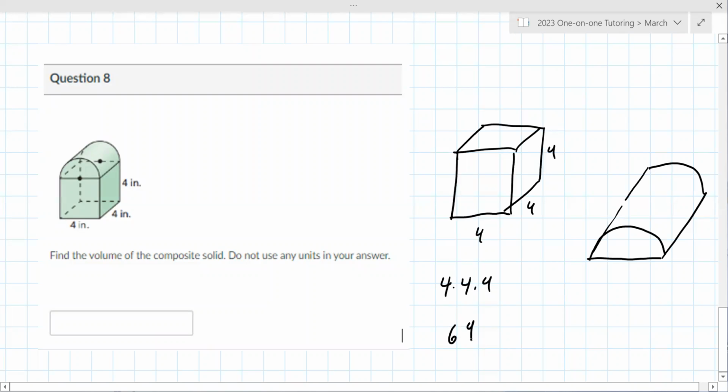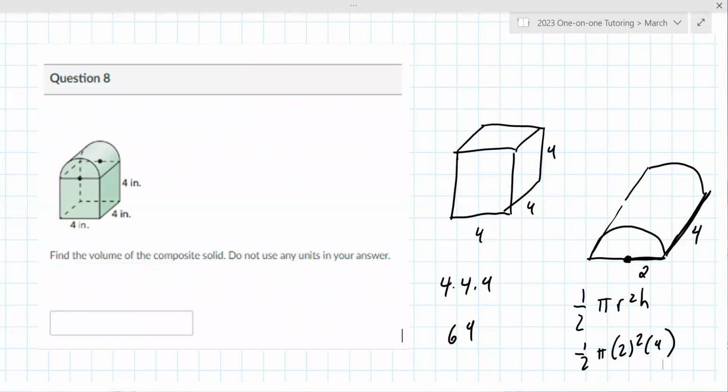We know that's 64. This cylinder here, the volume of the cylinder is pi r squared h, but it's only half. Like we presume that it's half of that. And then your radius is the distance out. Can you tell me the radius from this picture here? 2. It's 2, good. And then not to scale, this is 4, that's the height. So 1/2 pi 2 squared times 4.